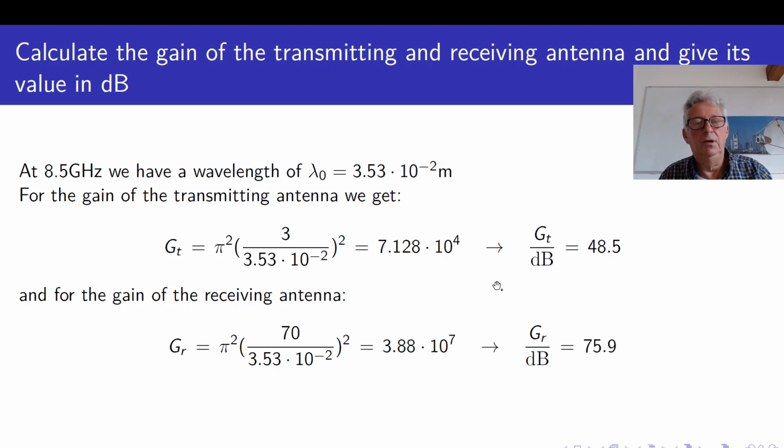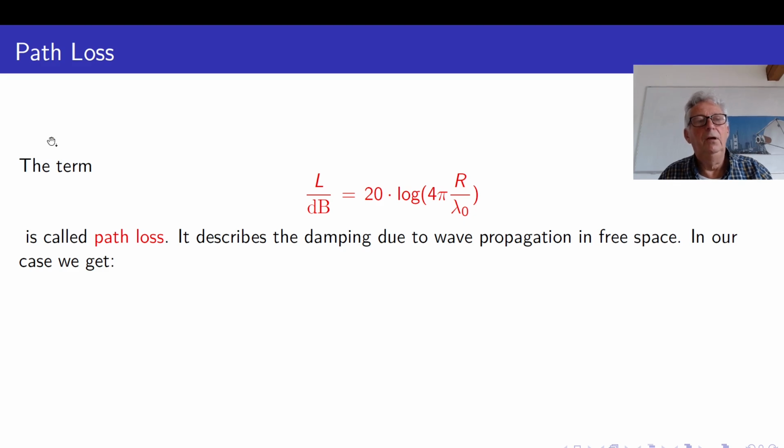Using the same equation, we can calculate the gain of the receiving antenna, but of course here we have a 70 meter diameter. This is a quite large scale. In the gain in the linear scale, we have 3.88×10⁻⁷, which corresponds to a dB value of 75.9 dB. And now we come to the third term in our link budget, which is the so-called path loss. It describes the damping due to wave propagation in free space.